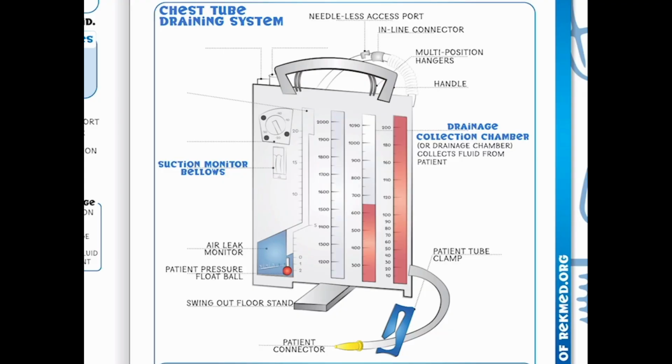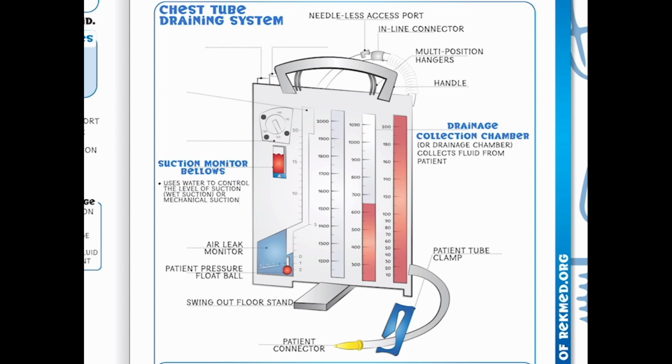Our suction monitor bellows is this little accordion right here. So this expands and contracts to indicate our level of suction. And the suction is necessary to help pull out the fluid or air of the pleural space. So the chest tube drainage systems are always set to a -20 pressure of suction. So when the suction monitor bellows reaches this little area right here, this triangle, then we know that we have a -20 suction present. But if the bellow goes below or above this little arrow, then we may have too much or too little suction.